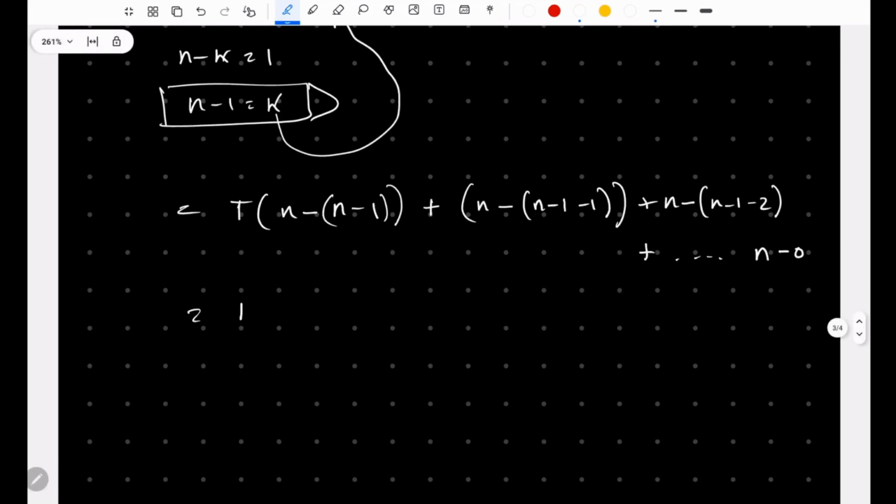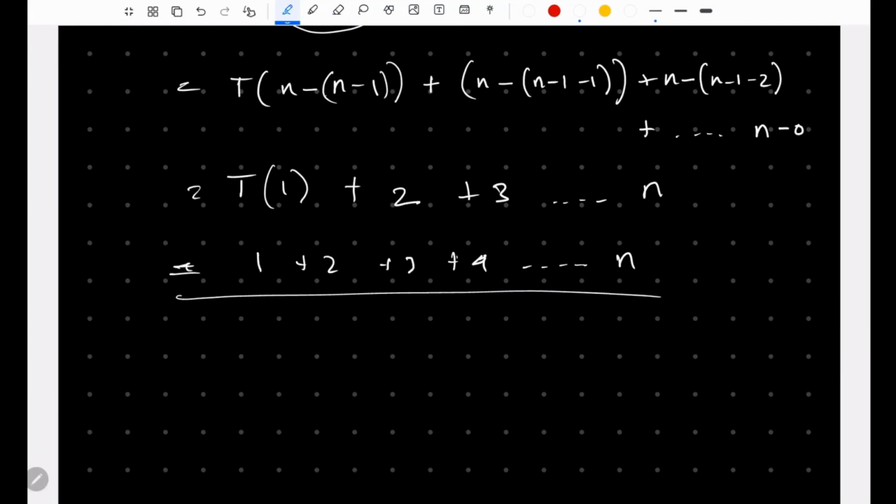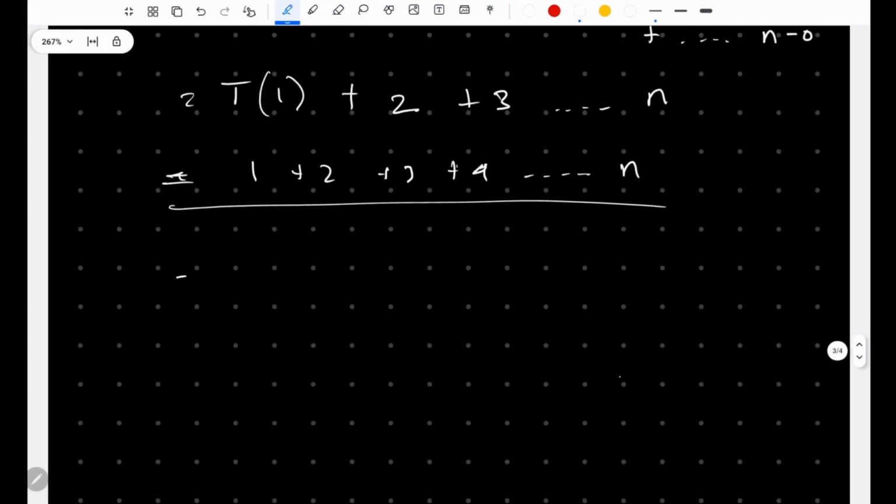So here we can see what we get: n will cancel, and T of 1, this whole will cancel. We will get just 2, then we get 3, dot dot dot, and we'll get up to n. So this will be 1 plus 2 plus 3 plus 4 dot dot dot n. You can see this equation looks like the sum of the first n natural numbers. So what is the formula for the sum of the first n natural numbers? It will be n into n plus 1 divided by 2. If I am not wrong, this is the formula.